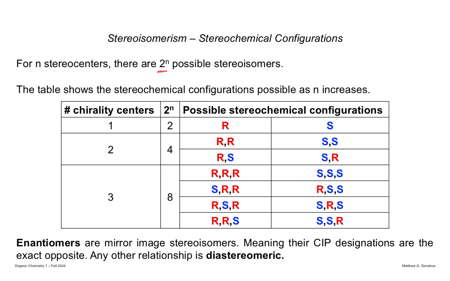So here is, for n equals 1, 2, and 3, the 2 to the n number, and then the possible stereochemical configurations. So we said that for 1, you get 2 possible stereoisomers. They're either R or S. And then hopefully you can see the logic moving from n equals 2 to n equals 3.